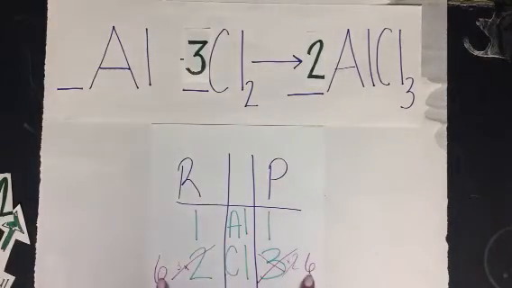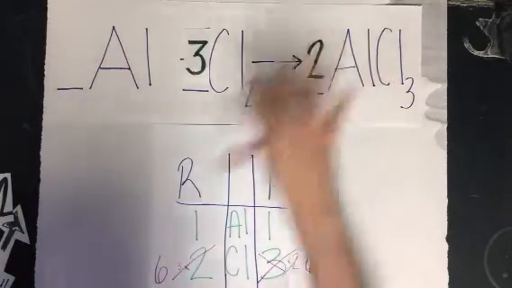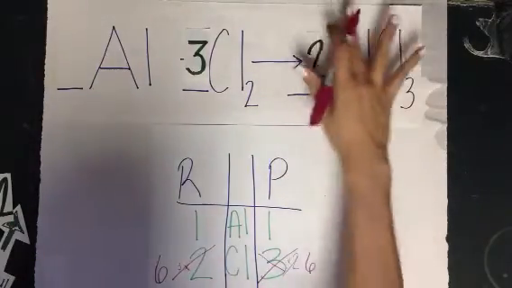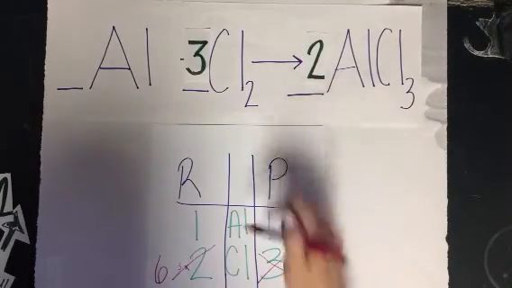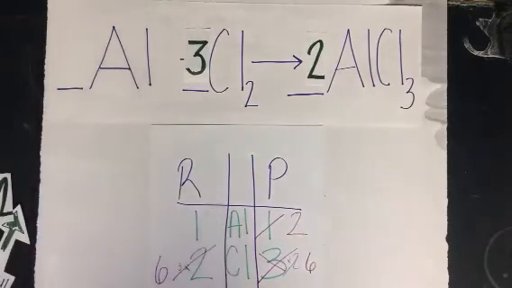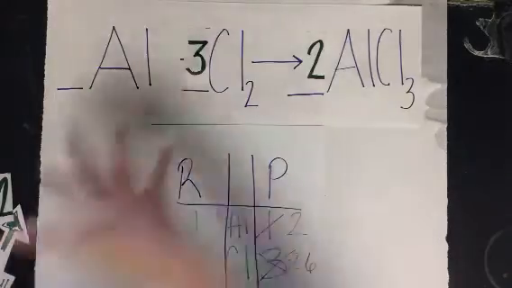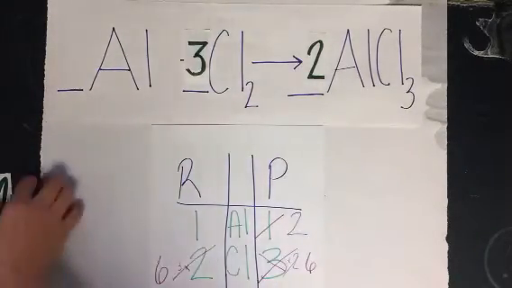Okay, good. My chlorines are balanced, but careful. Remember, anytime you put a number and change something, you have to take inventory for everything that it affects. Now I also have 2 aluminums on the product side. I have to balance my other aluminum. So sometimes this happens. I balance one thing and I throw off the other. That's all right.